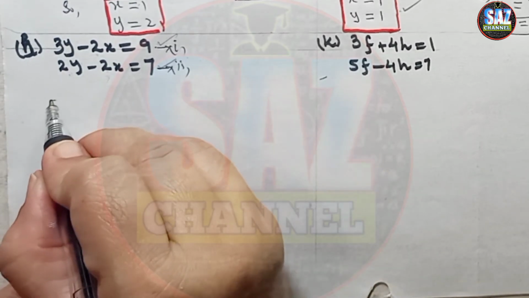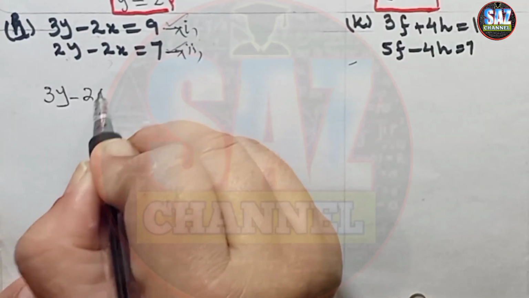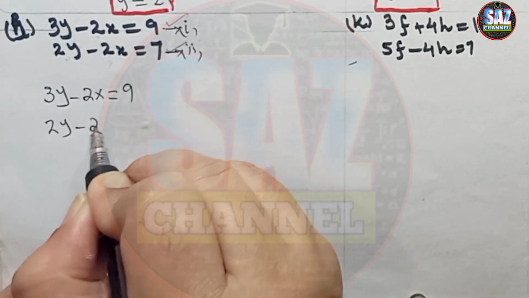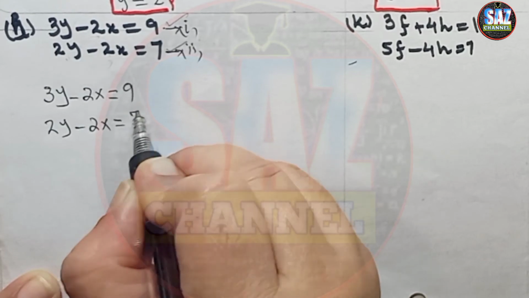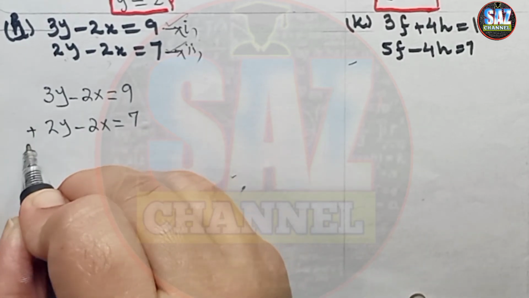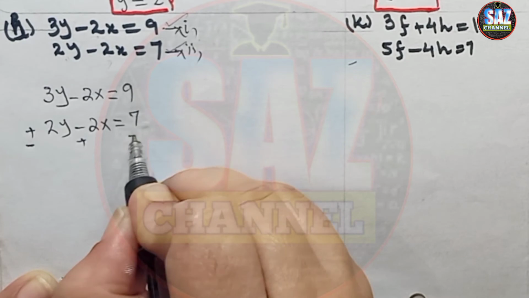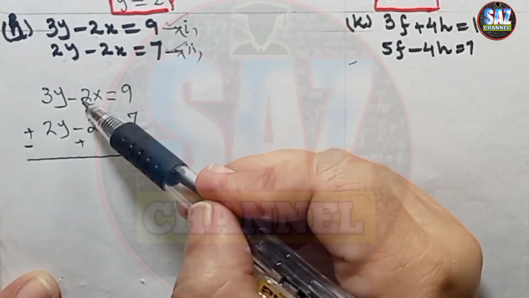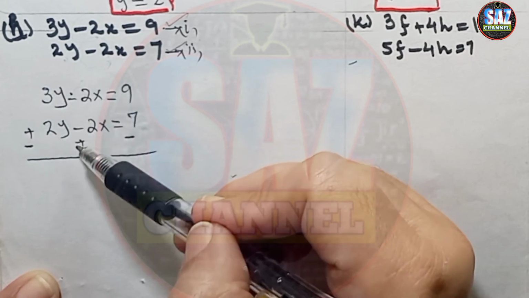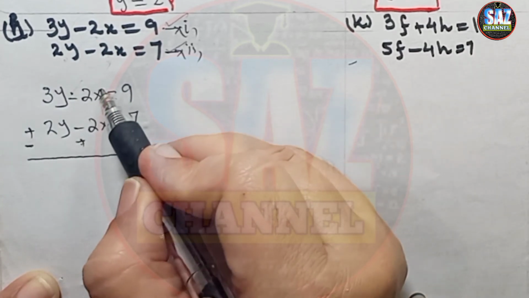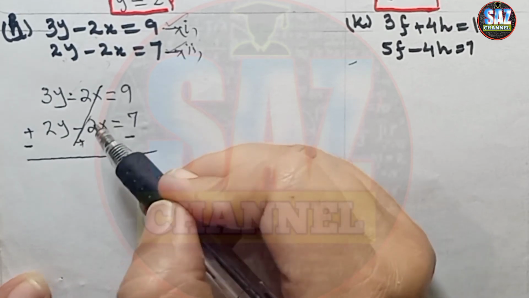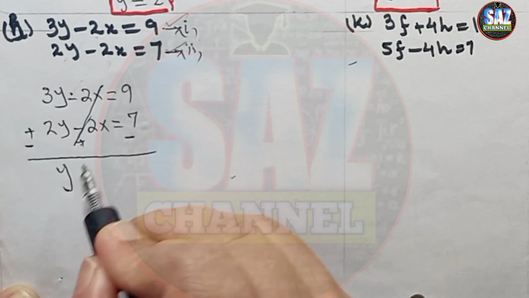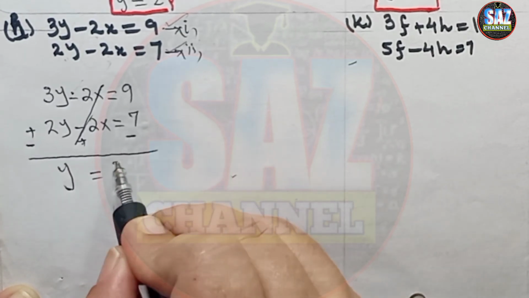So this will become 3y minus 2x equals 9, and 2y minus 2x equals 7. This is plus, this is minus, this is plus, this is minus. Now draw the line, and you can see that x has the coefficient minus 2 and x has the coefficient positive 2. So I can get rid of one of the variables, and I will be left with 3 minus 2, which is y only, and 9 minus 7 is 2.